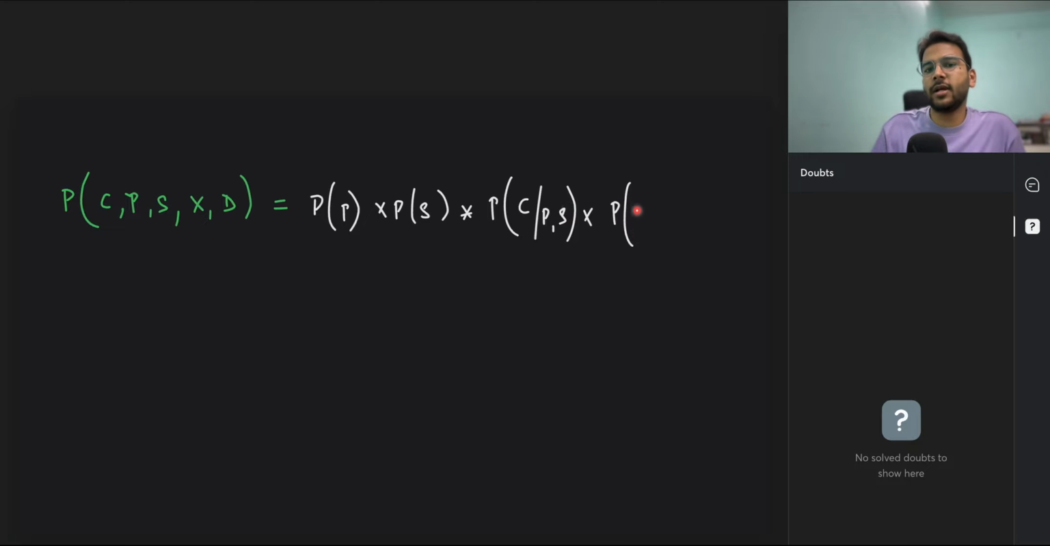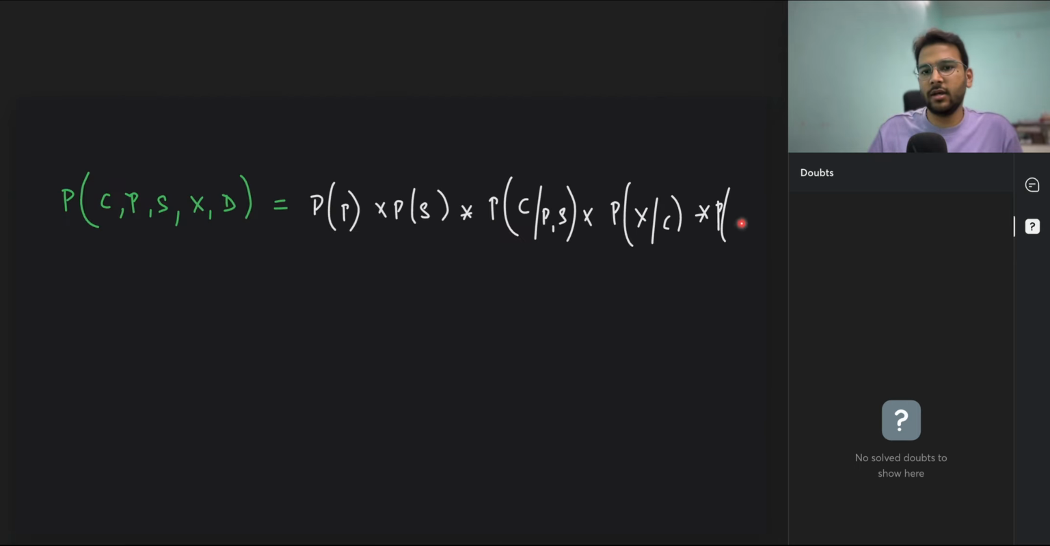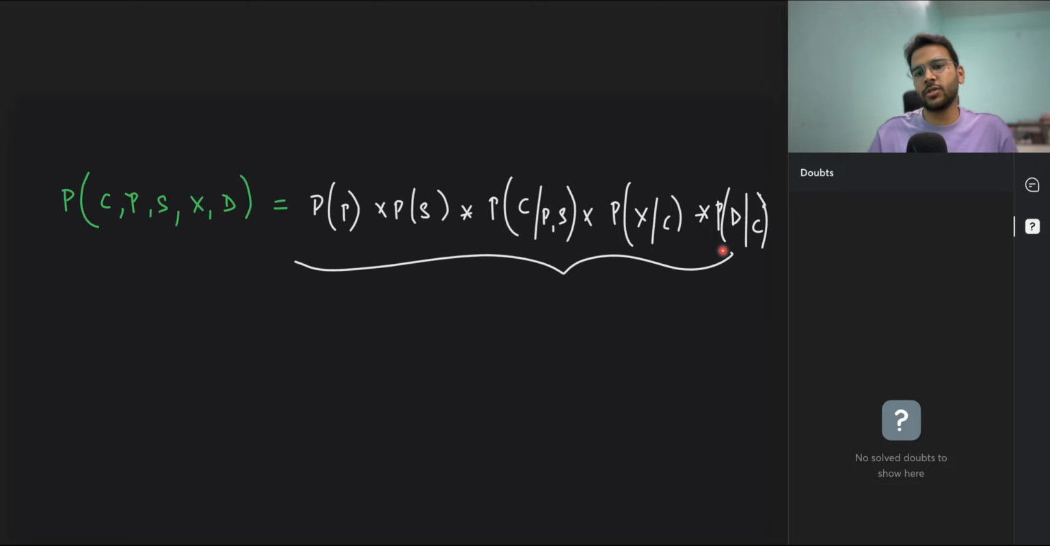X-ray is conditionally dependent on cancer. So we can write probability of X-ray given cancer, multiply probability of dyspnoea, that is one of the symptoms, which is conditionally dependent on cancer. So we can say here, let's say, D given cancer. Is it clear? This is what is going to be the expression using the Bayesian network, mainly the Bayes theorem and this concept. So this is what we are going to have. Now we can directly use it.